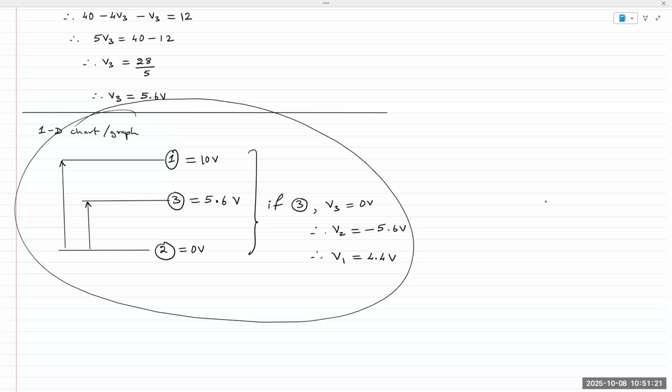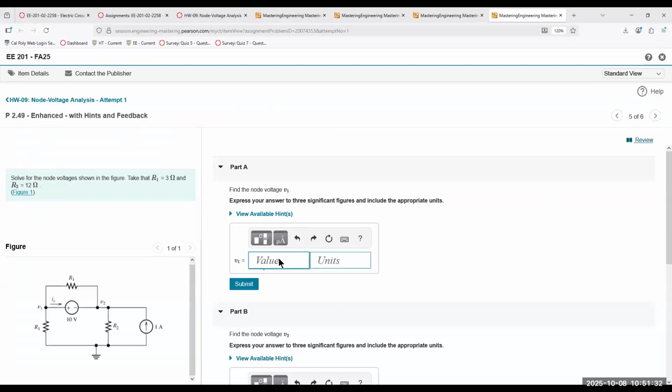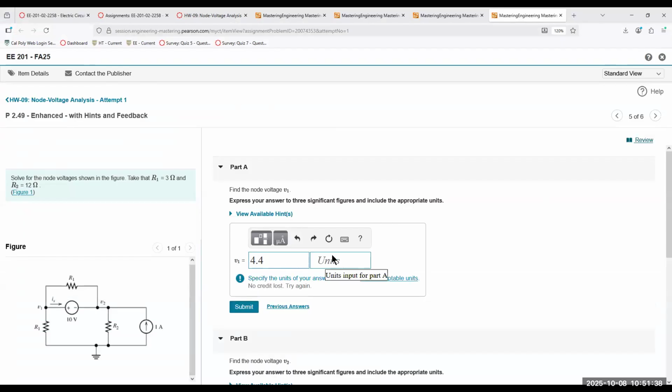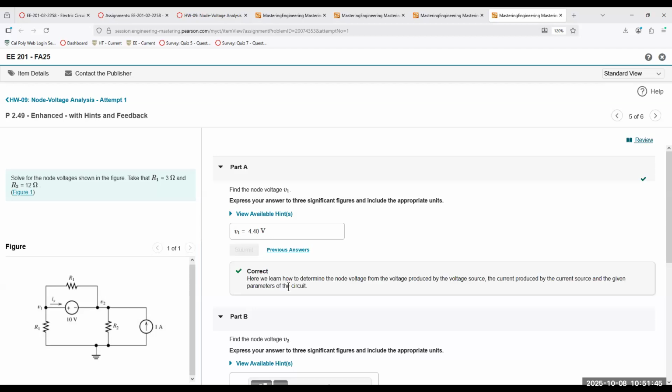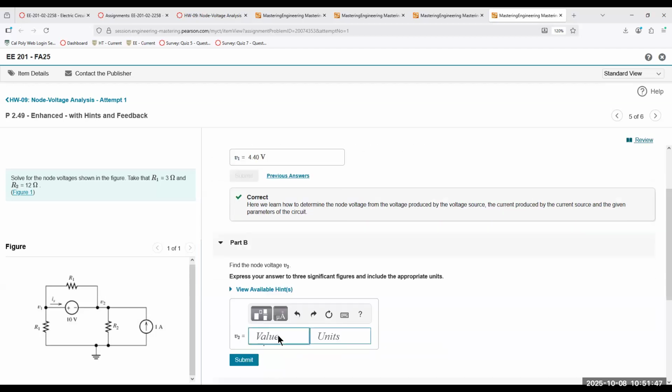So 4.4 volts. So if I enter the answers in there, let's see if they turn out to be correct or incorrect. All right, so what did we say? V1 was 4.4 volts, correct. And this should be what? Minus 5.6.